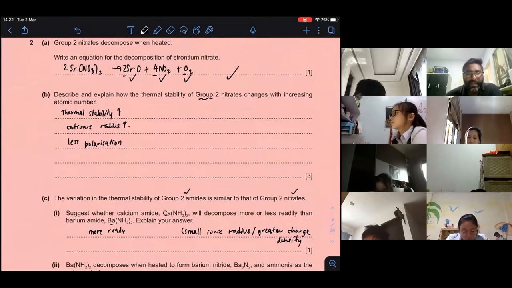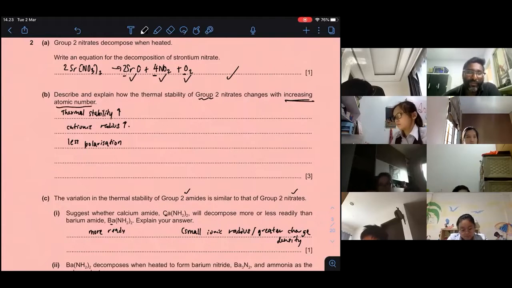B, describe and explain how thermal stability of nitrates changes with increasing atomic number. I think the reason they use increasing atomic number rather than going down the group is that when we say going down the group, students will tend to use the increase in shell, or the shielding effect. So to prevent that, they are using increasing atomic number. But you need to know which one to focus on to give the answer.